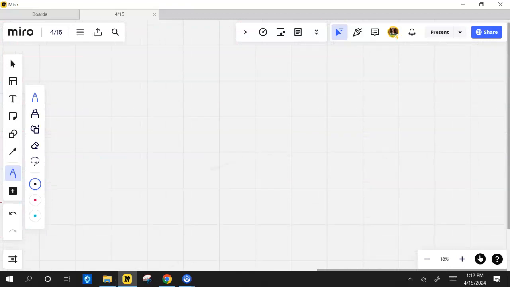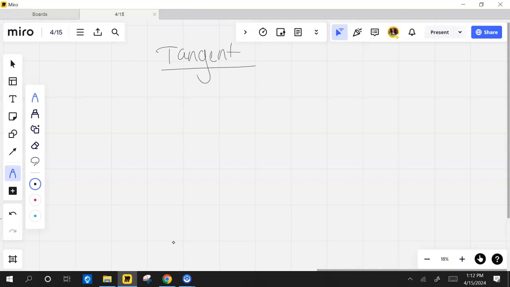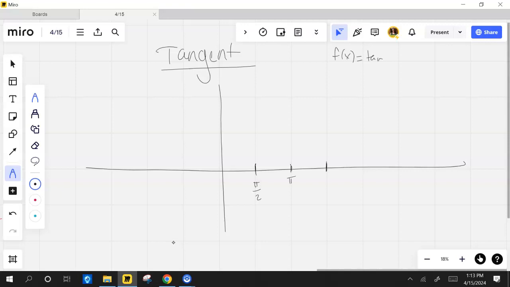Tangent is the toughest one. Are y'all ready for this? There are asymptotes. Still 0 though. Same. Not for tangent, but for cosine. That's for tangent.